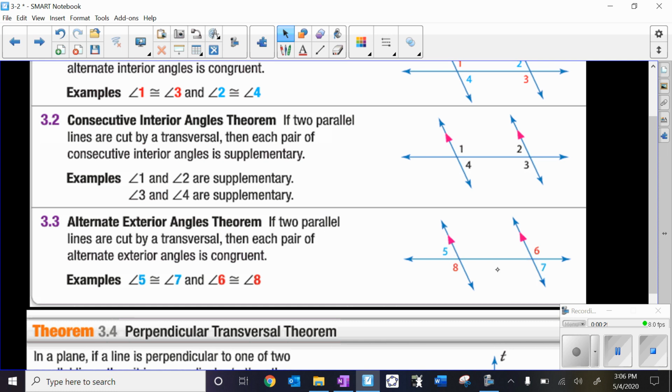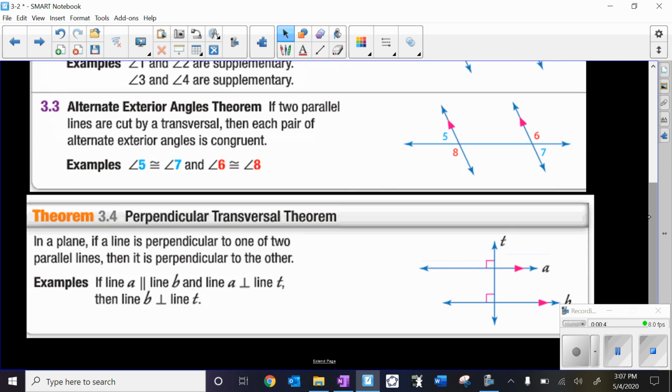The only ones that are not congruent are going to be our consecutive interior angles. So angles 1 and 2. If I take angles 1 and 2 and add them together, I'm going to get 180 degrees, along with angles 3 and 4. The only time those angles would be congruent is if one of the angles is 90 degrees. Then all the angles would be 90 degrees.